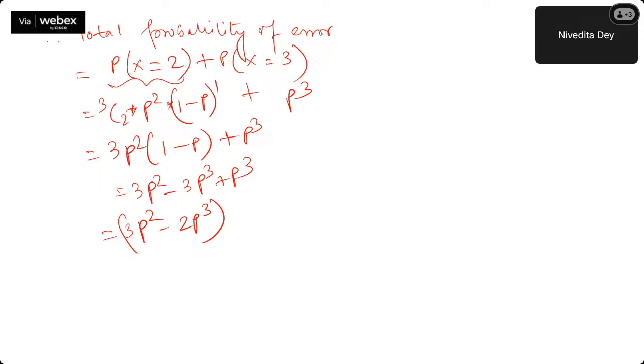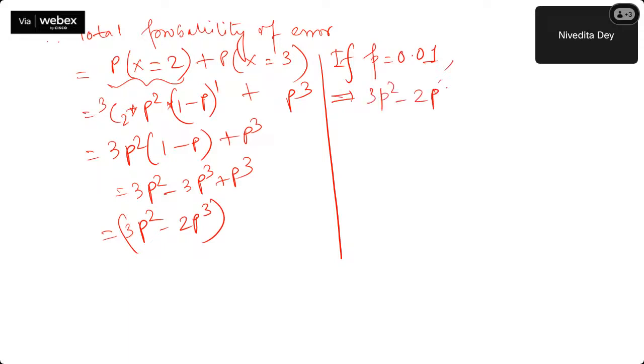Now, if say p equals 0.01, then 3p square minus 2p cube, this value will be somewhere around 3 into 10 to the power minus 4. Maybe with an approximation, but it will be exactly this.